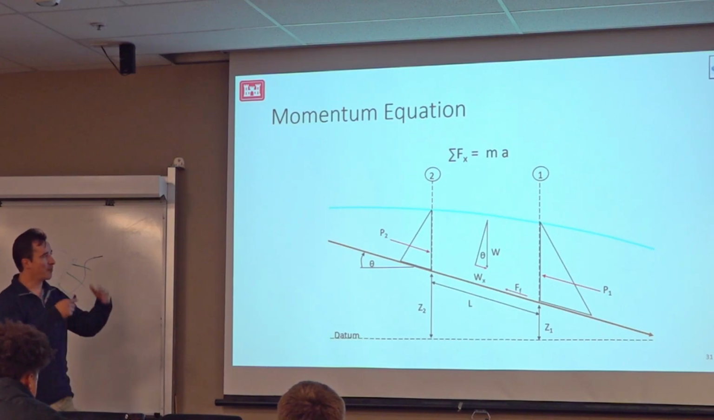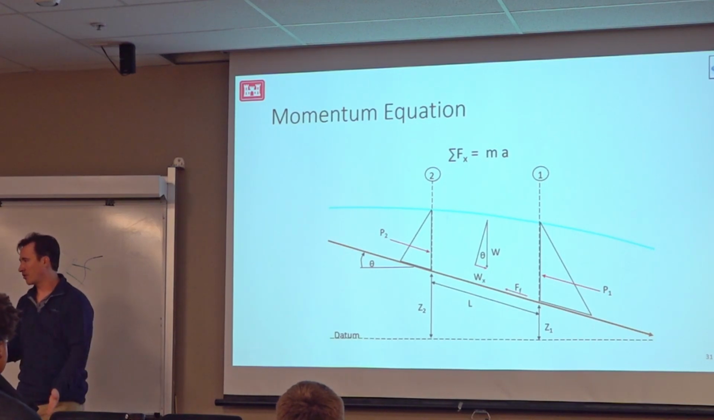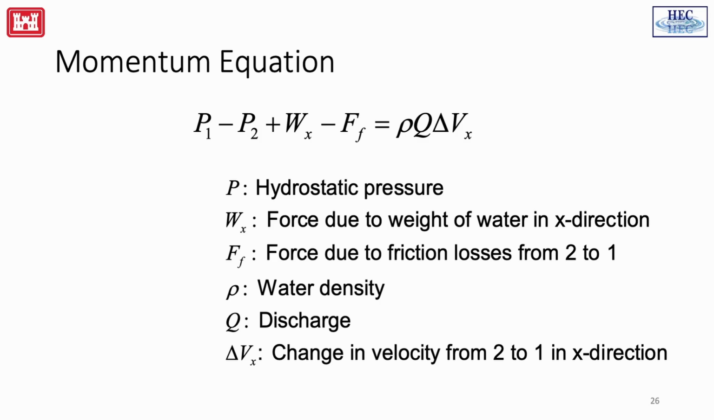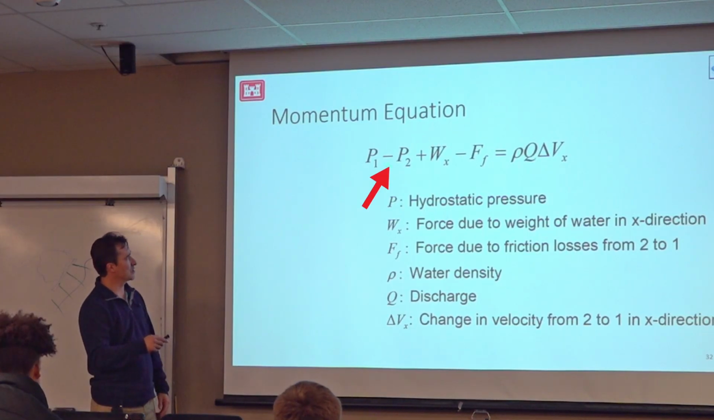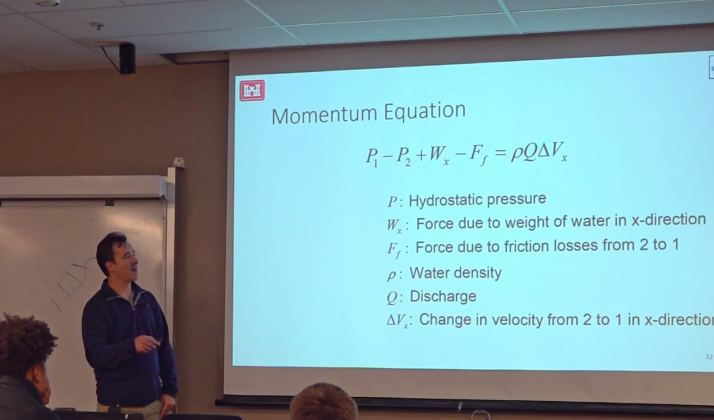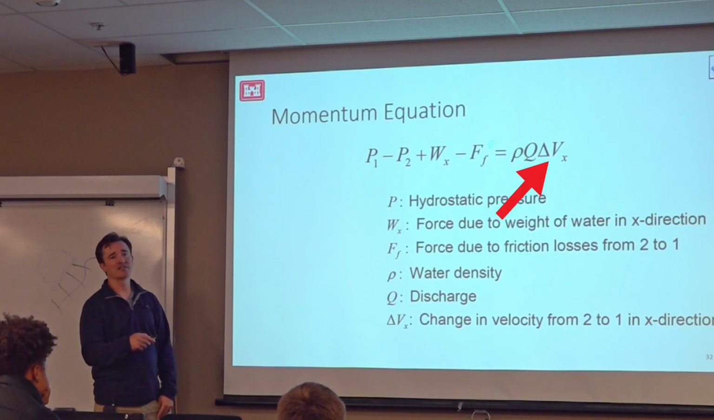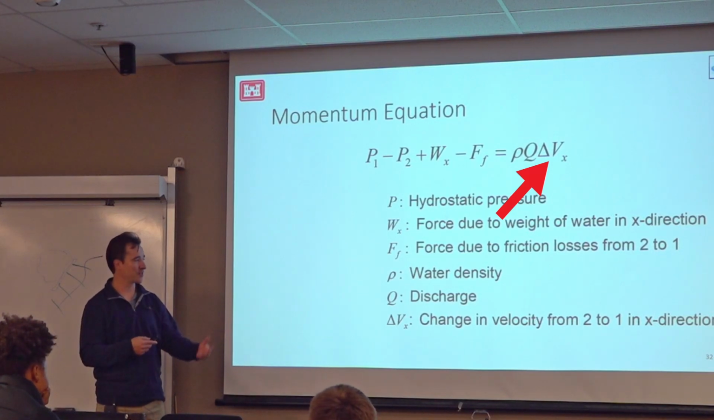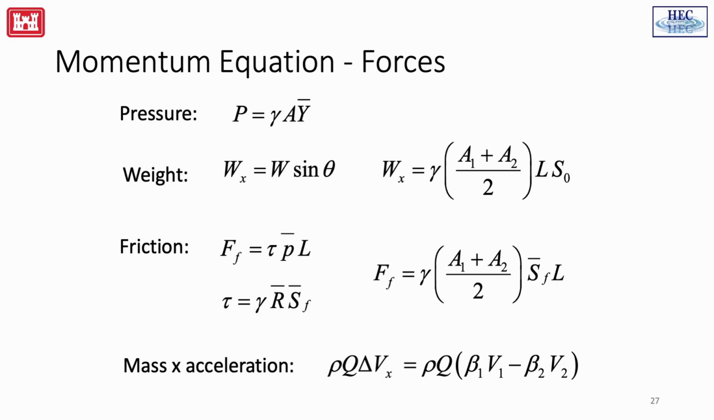And so if you balance all the forces, you go to the next slide, you get this equation, right? This is the momentum equation. So these are the hydrostatic pressures, the weight of the water, friction slope, and then this is mass, right? You have density here times acceleration, right? The change in velocity in the x direction. And so if we expand each one of those terms, we have the pressure term, the weight of the water, friction, and the mass times acceleration.